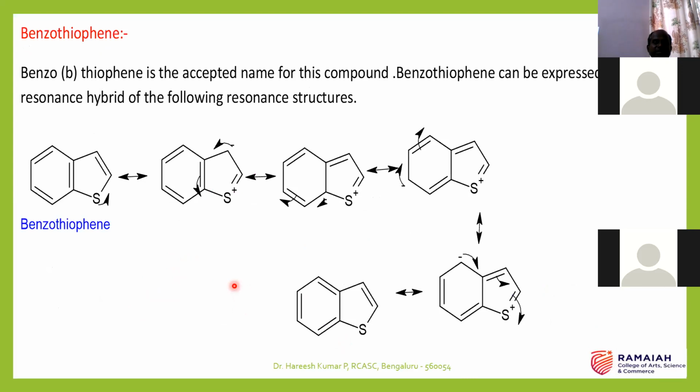Benzothiophene is nothing but thiophene fused benzene. Similar to benzofuran, thiophene also shows resonance property. This sulfur also has a lone pair. That lone pair can come over here. Once the lone pair comes over here, this bond pair will sit on this carbon. That's what I have written here. Later, this bond pair can come over here and this bond pair will sit on this carbon. That's what I have written here.